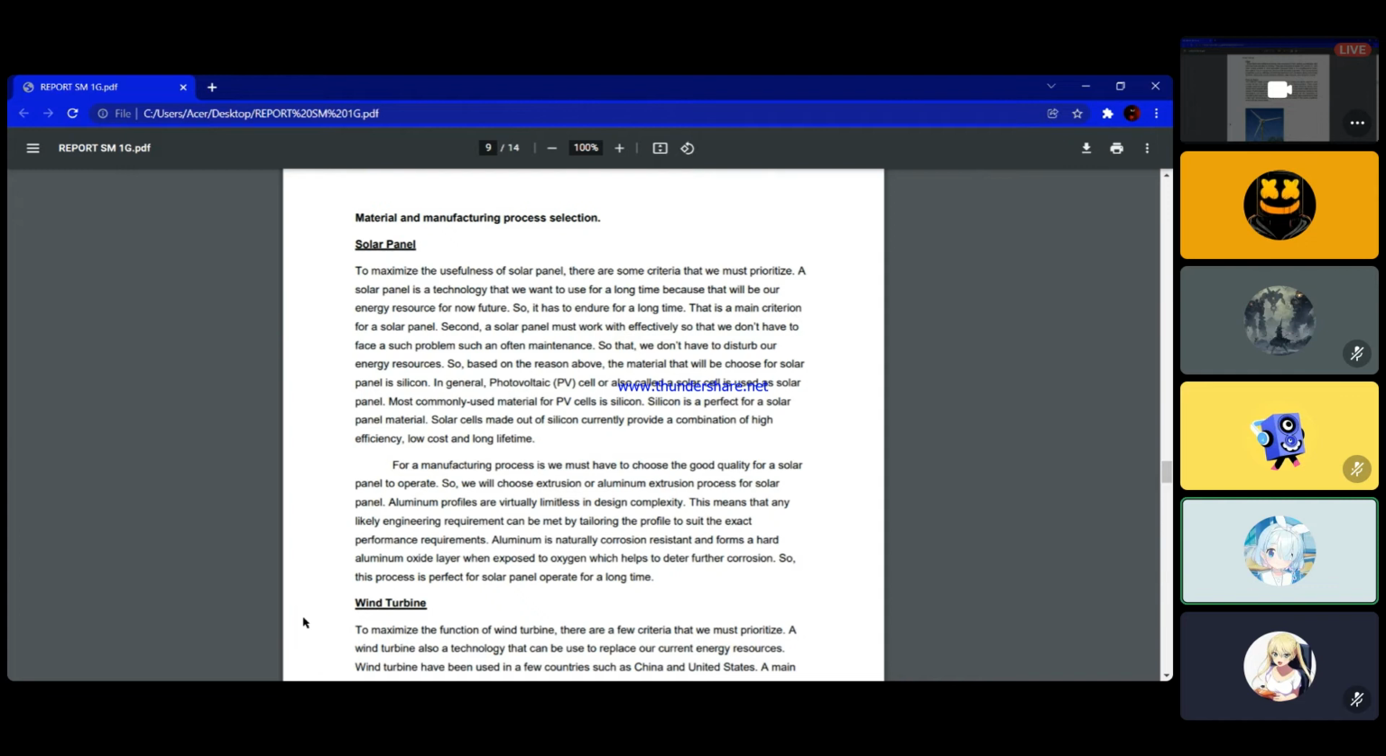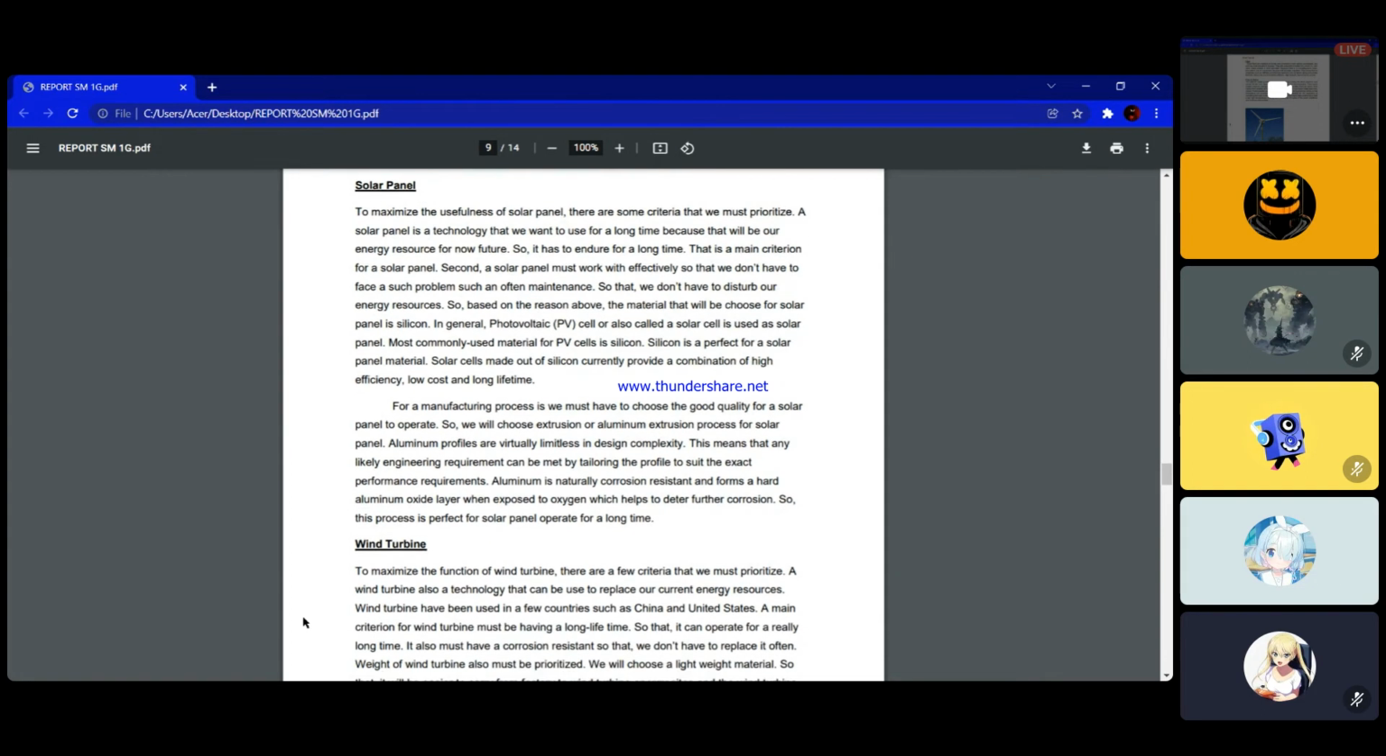In general, a photovoltaic PV cell, also called a solar cell, is used as a solar panel. The most commonly used material for PV cells is silicon. Silicon is perfect as a solar panel material. Solar cells made out of silicon currently provide a combination of high efficiency, low cost, and long lifetime.